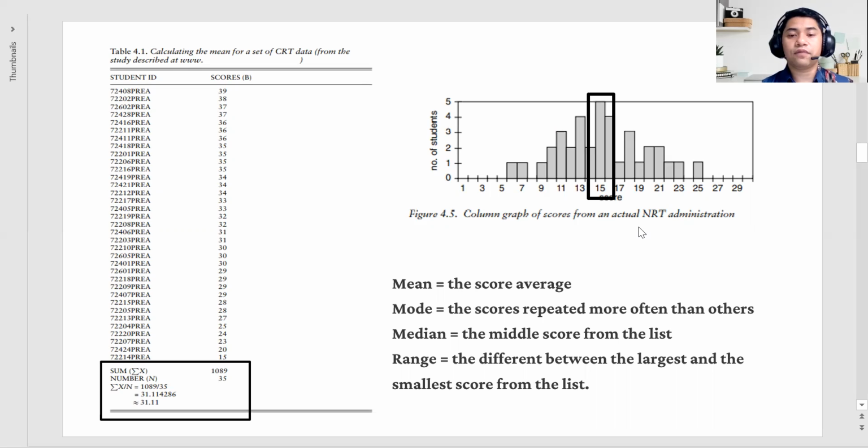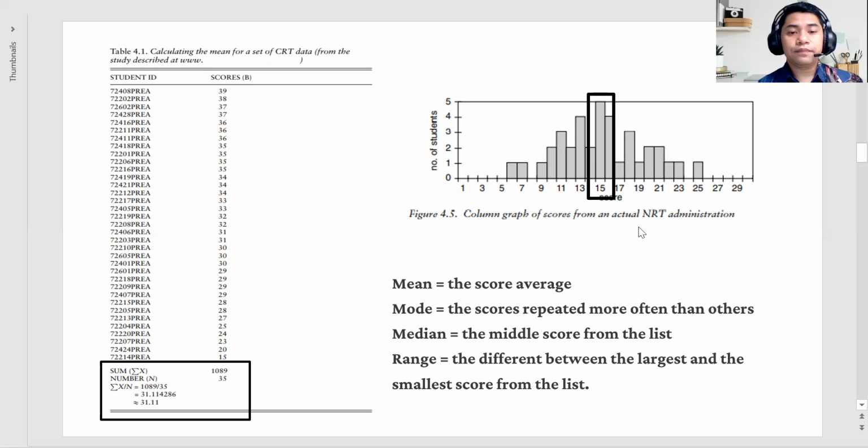If we look at the histogram in figure 4.5, we only need to see the peak of the histogram, and the peak is 15, which is the highest peak among the others. It means that most of the students scored 15. But on the other hand, if we take a close look at table 4.1, the mode has two scores that most students have, which are 29 and 35. Both have 4 students, so it's called bimodal. If there are 3 modes, it will be called trimodal, and so on and so forth.